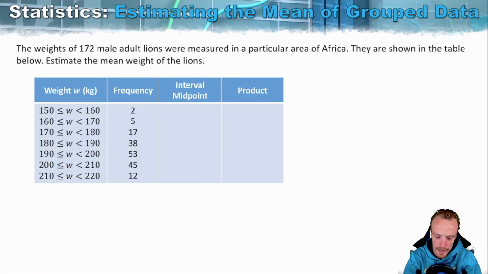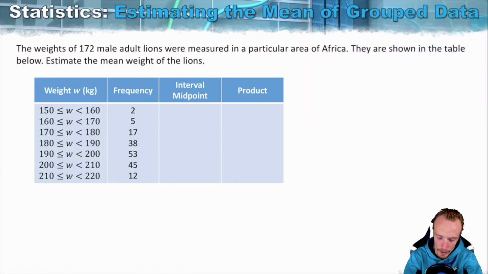Well, essentially with these 2 lions, we know they're between 150 and 160. We don't know where they are in that range. They both could be 159. They both could be 150, for all we know. So what we say is, okay, let's assume that they're right in the middle of that. Let's assume that they're both 155. And we call this an interval midpoint.